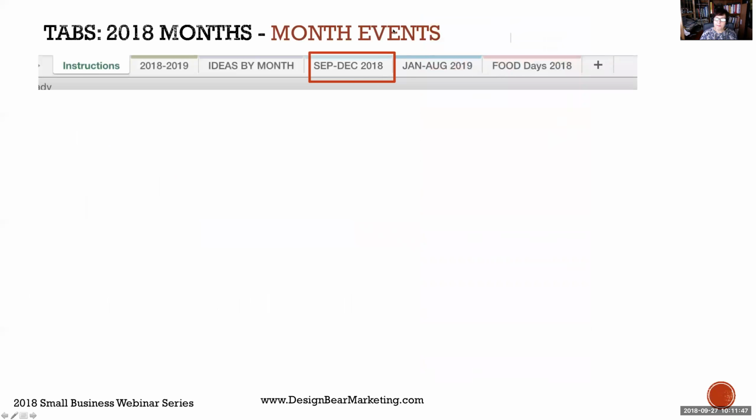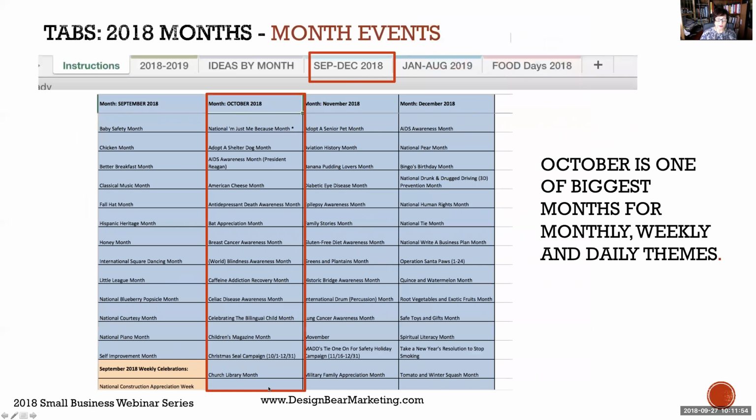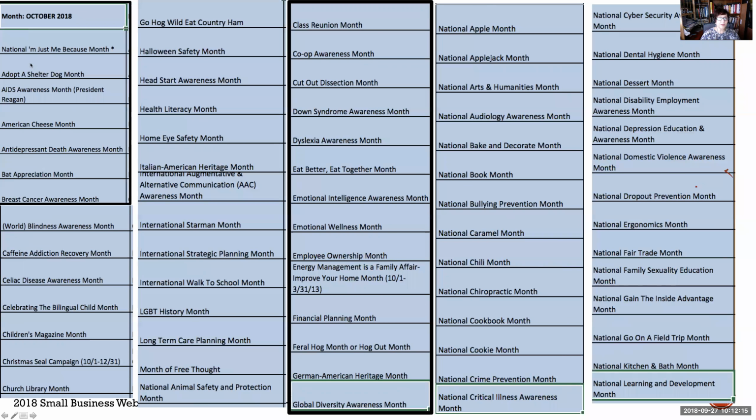So as we look at the month events, because that's the first thing. So here is September, October, November, December. And we're going to focus on October. October in the whole year is the biggest month. It's the biggest month themes, weekly themes, and daily themes. For some reason, I don't know why, October is so jam-packed. So you've got to really do your job to kind of go through and prune out what you want and what you don't want. So I've kind of cut and pasted it here just to kind of give you an idea of what it looks like.